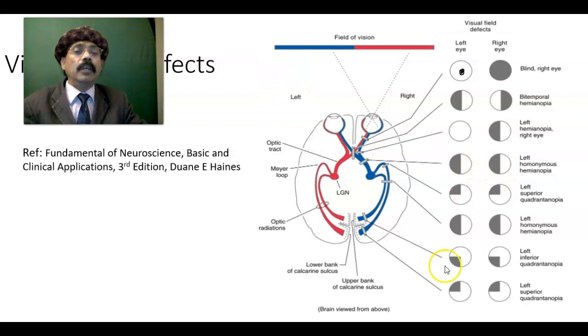So like this. And quadrantopia is associated with the upper fiber or lower fiber. Superior quadrantopia is due to damage to the inferior fiber. The inferior fiber passes through the temporal lobe. The superior fiber passes through the parietal lobe. Superior geniculocalcarine fiber lesion will lead to inferior quadrantopia. Okay, we got that.